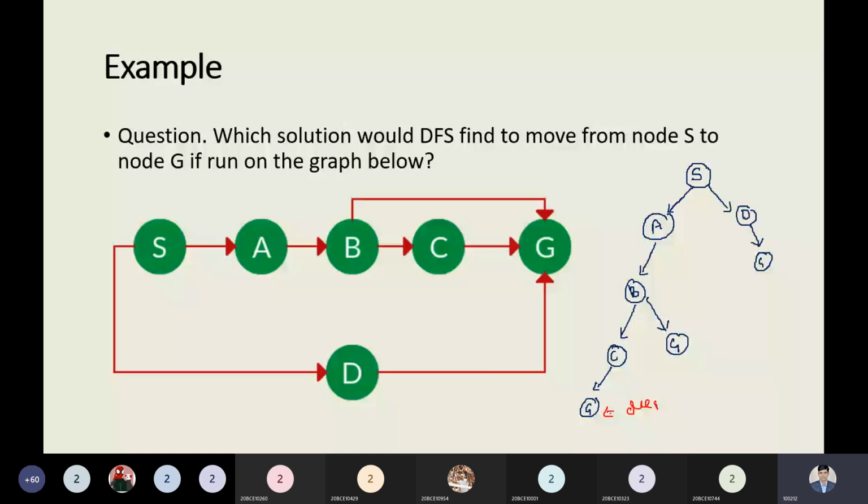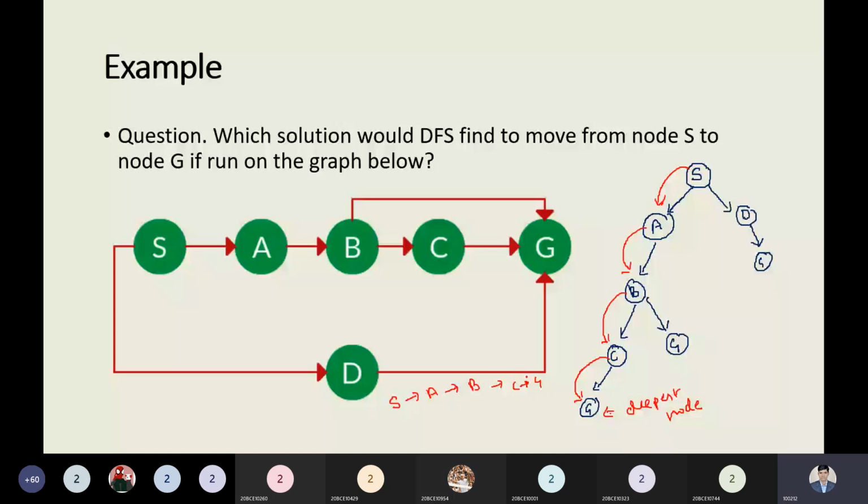So what would be my possible path? S to A I will come, and A to B I have to come. B to G I can go, but that is not the deepest. So B to C I have to go, and C to G. So my possible path is S to A, A to B, B to C, and C to G. Is it clear to all how we are getting this as per our theory portion?